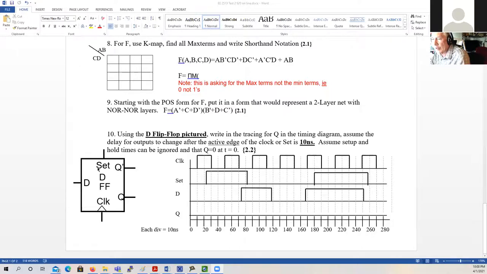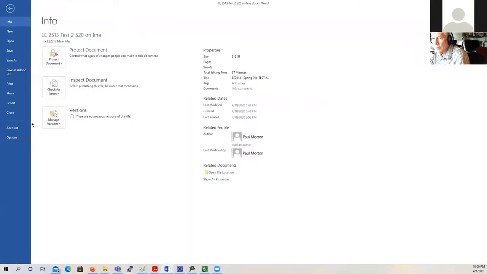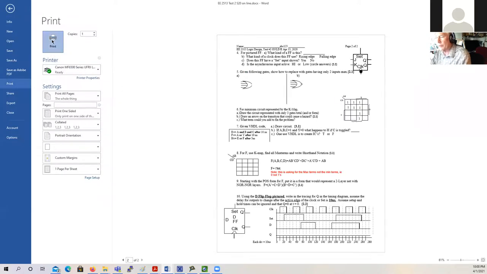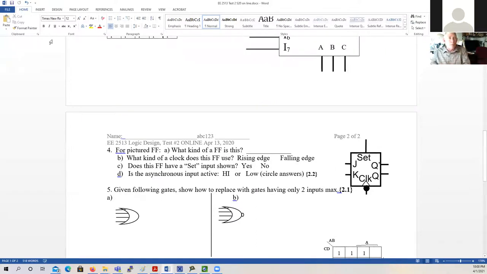All right, same thing here, only here we have a set. So we have to approach this just a little differently. I'll print this out and I'll probably finish with this one. So let me print just this page. I'll just print them both. Okay, so I'm going to go back to the camera.